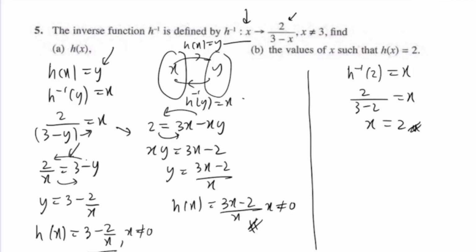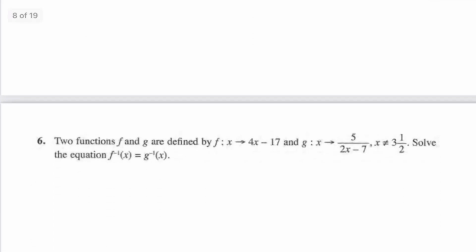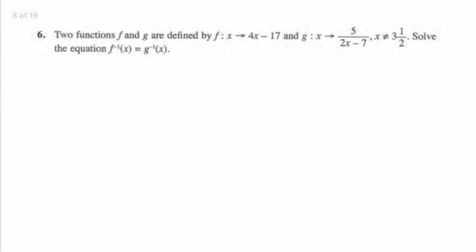All right, moving on to question number 6. Here we have two functions, f(x) and g(x), defined by f(x) equals 4x minus 17, and g(x) is 5 over 2x minus 7. We are finding the solution to the equation f inverse equals g inverse. So here we have to inverse both. So let f inverse of x equals y. Again, you can use f(x) equals y, go ahead, I'm just showing you f inverse of x equals y. So f(y) equals x.